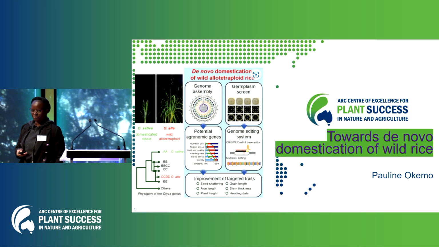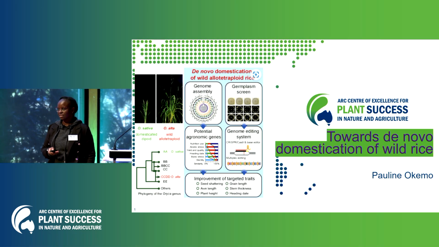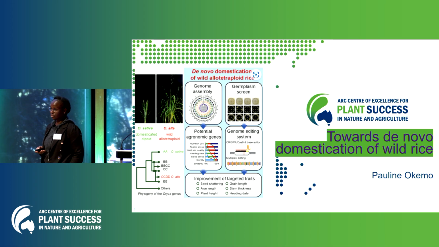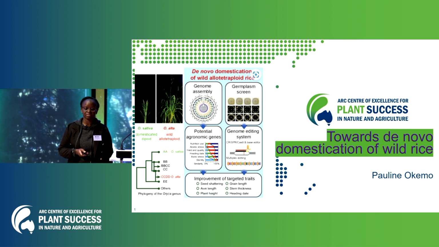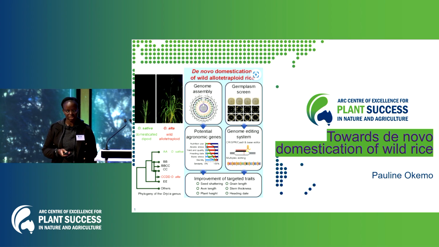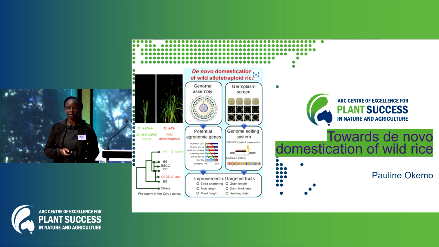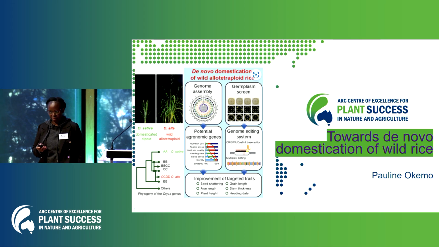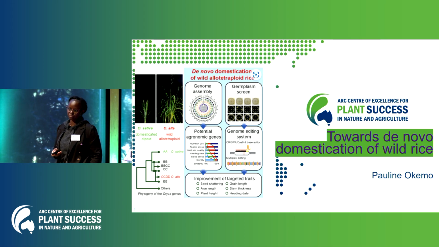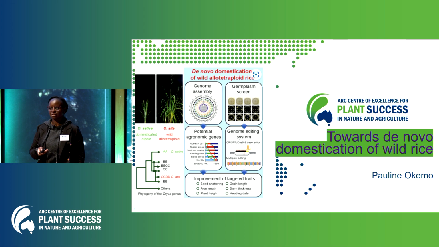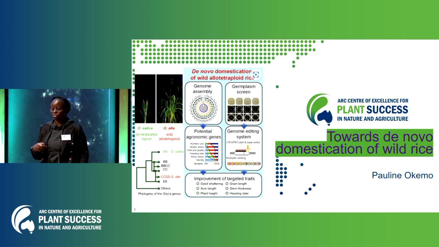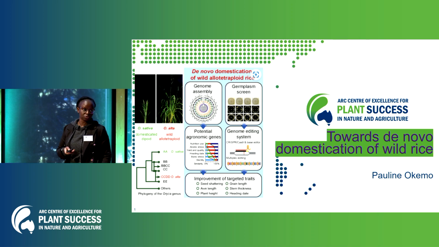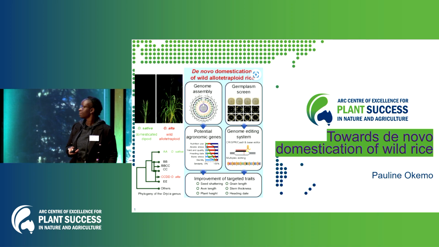So we are moving away from talking about populations to using a very small number of seeds to actually do very big things. So my talk is going to be about understanding the process of rice domestication. If we can use the information that we learn from Oryza sativa, which is domesticated rice, and then use it to try and domesticate wild rice to generate a new type of food or to diversify our food systems.